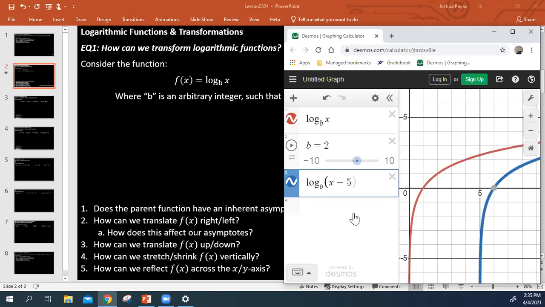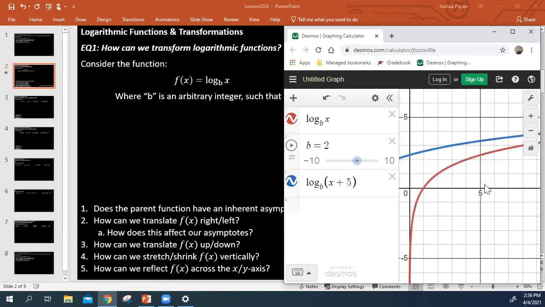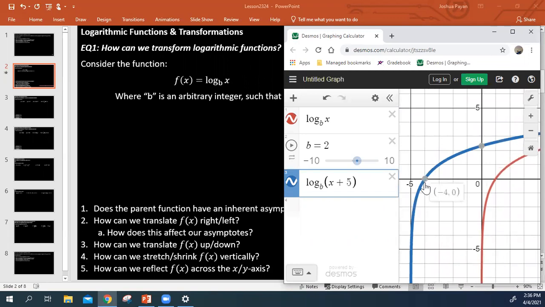So if I do -5, right? Holy dog crap. I went 5 to the right. So we can see our x-intercept for the parent function of base 2, so log base 2 of x, is always going to be at (1, 0), right? But whenever I translated 5 to the right, of course, I went 5 to the right of 1, which is at 6, right? What about to the left? That's right, you guessed it. If I do +5, that puts me 5 to the left at -4 as opposed to +1. Okay, so that's right and left.